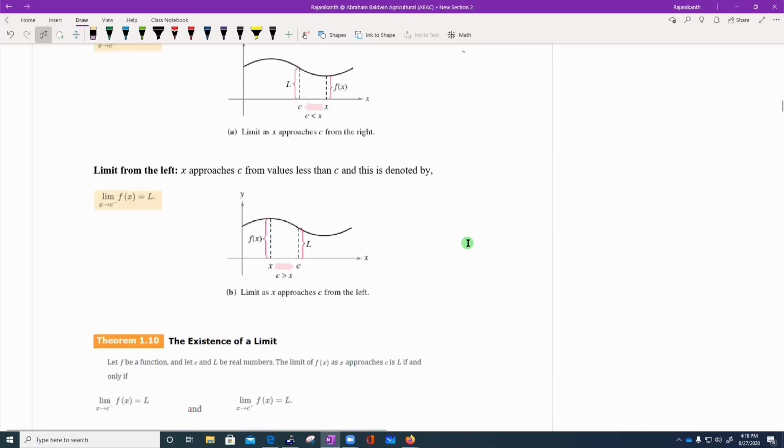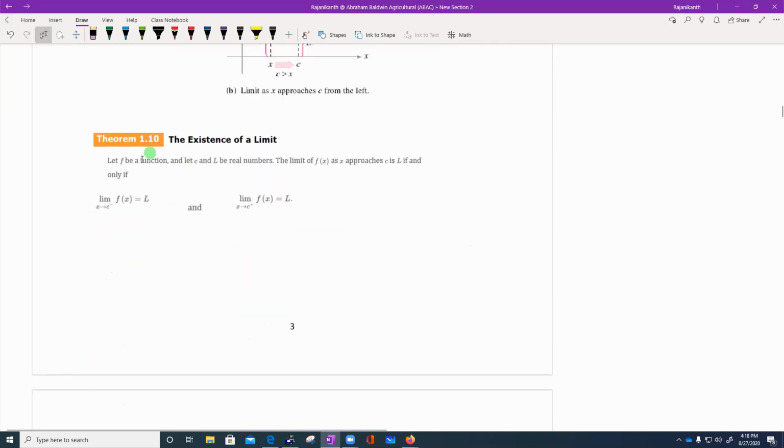Yes, very good. So now this is a very, very important theorem. Let f be a function and let c be any real value. The limit of f(x) as x approaches c is L if and only if the right limit and the left limit of the function both give the same L. This means the limit as x goes to c of f(x) is L if and only if both the right and left limits have the same answer.